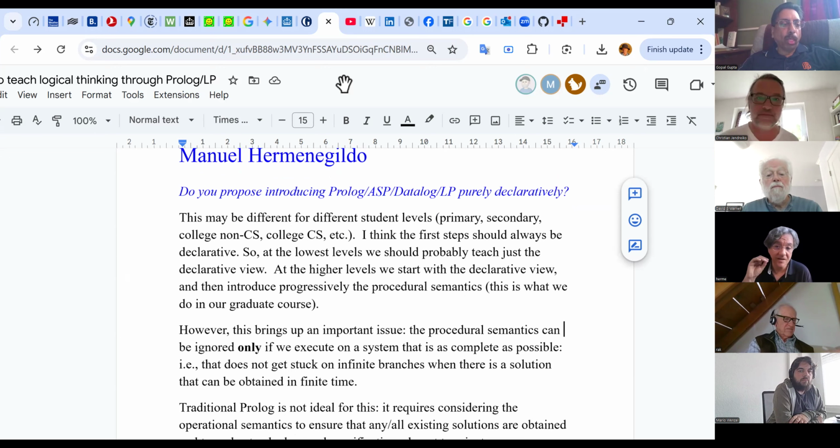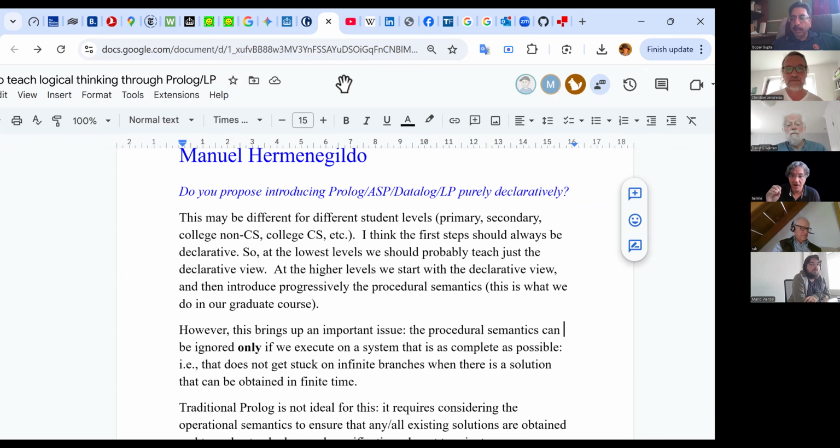That doesn't mean that we don't also teach explanations afterwards, like the why and so on, and show the concatenation of the reasoning, but you want to have a pure declarative view if you can. Now, at the higher levels, I think we start with the declarative view and then introduce progressively the procedural semantics.